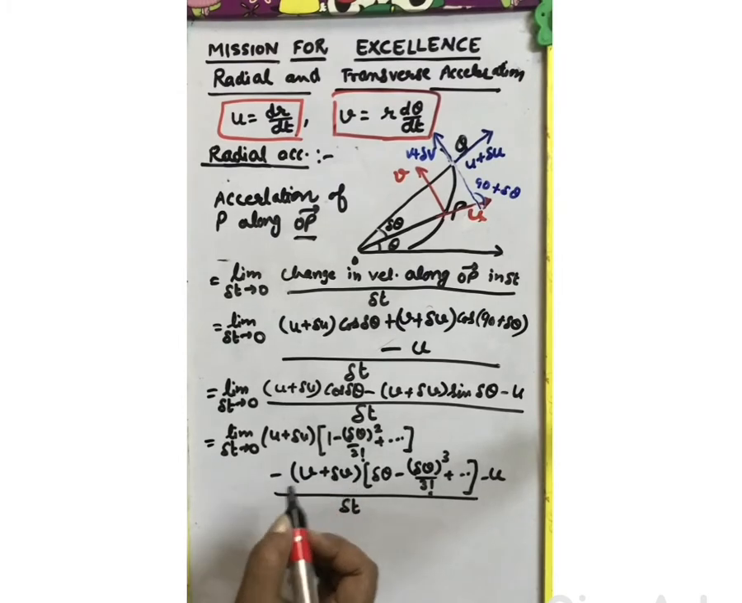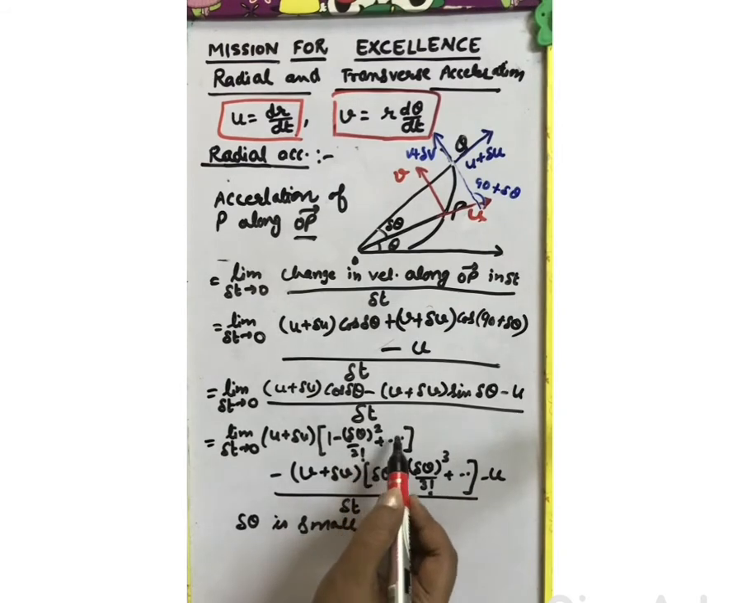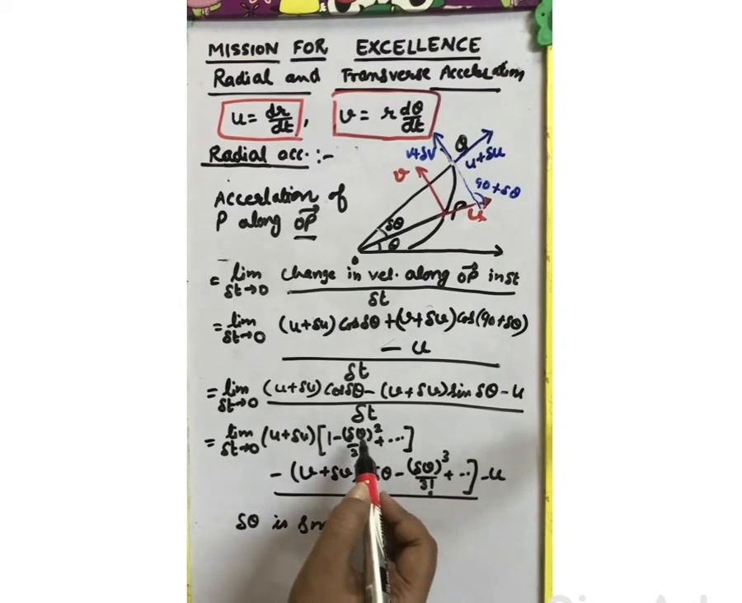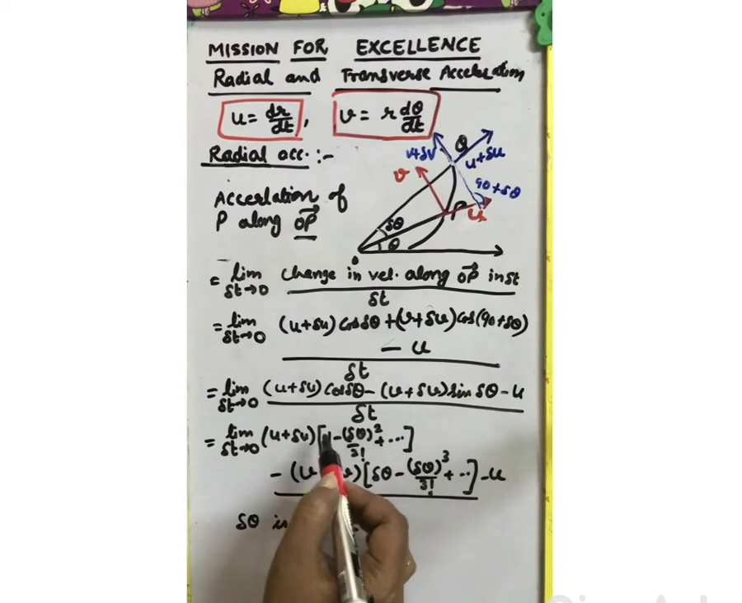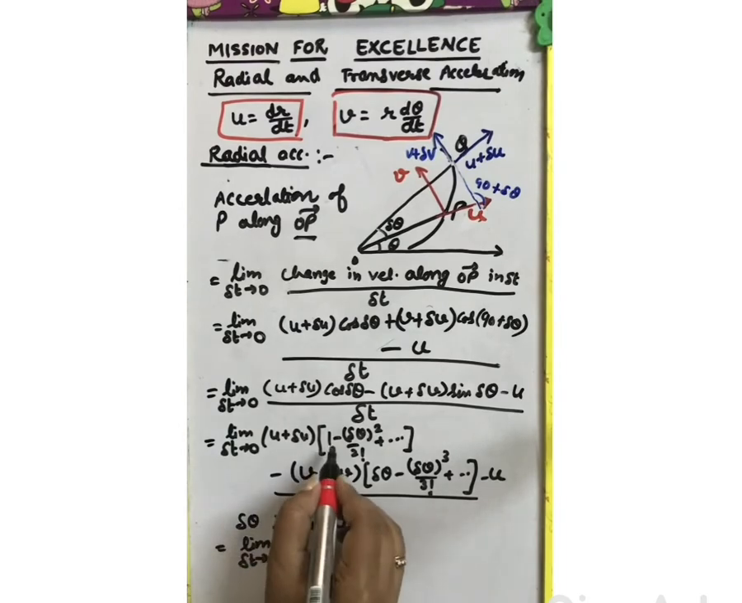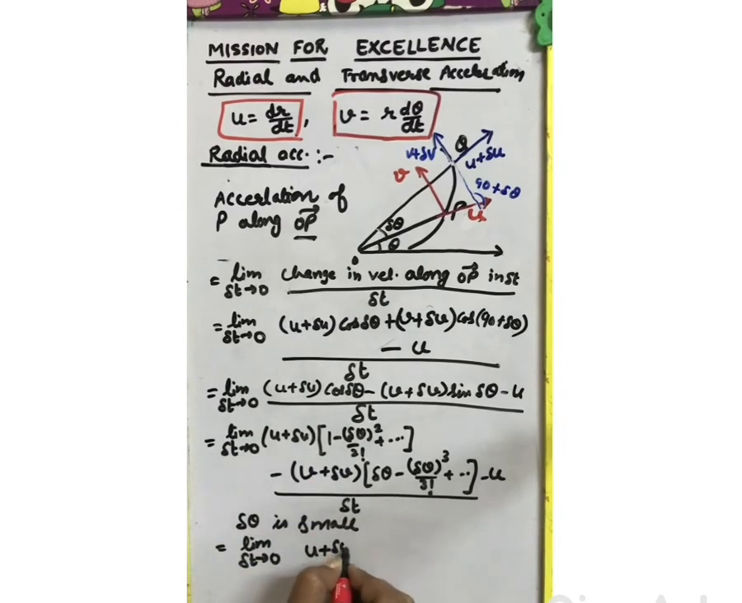So now as delta theta is small, we neglect the higher powers, delta theta square, delta theta cube and so on. We neglect all these because they are very small quantities. So if we ignore these, we are left with only 1. So it will become limit delta t tends to 0. So it will remain 1, so (u plus delta u), it will be delta theta. So minus (v plus delta v) delta theta, and last is minus u divided by delta t.